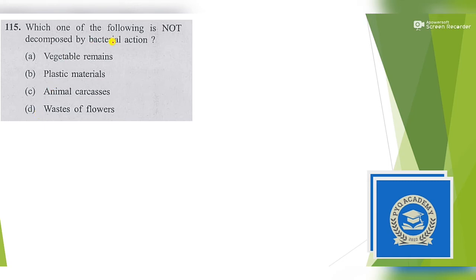Next question. Which one of the following is not decomposed by bacterial action? So a question of common sense. Vegetable remains are decomposed. Animal carcasses and waste flowers, all these can be decomposed. But plastic materials cannot be decomposed by bacterial actions. So answer is option B.